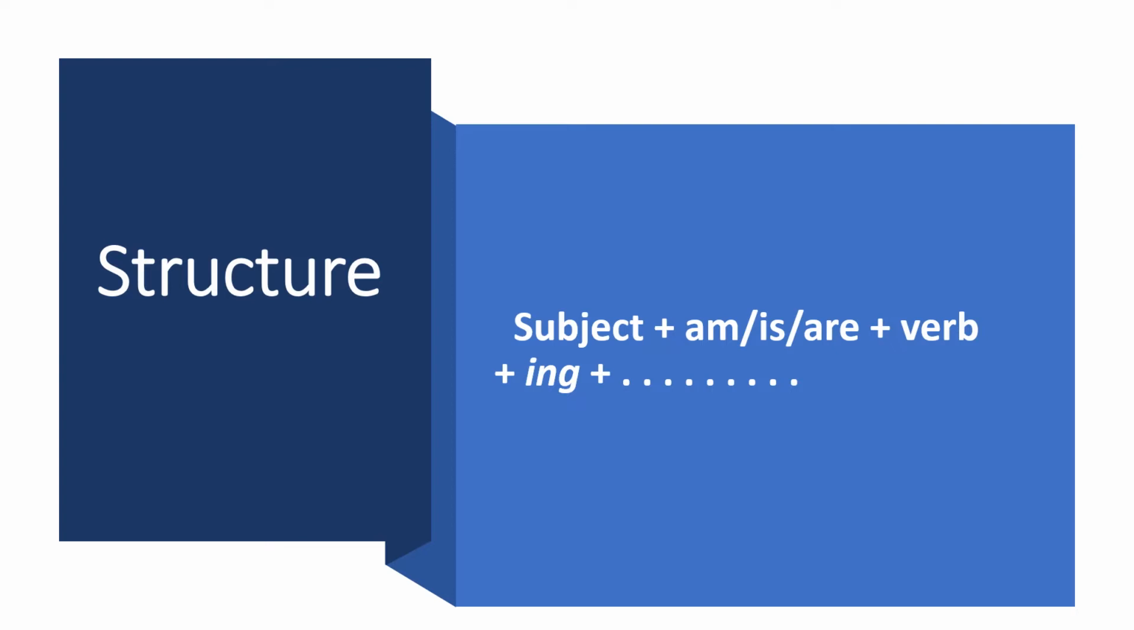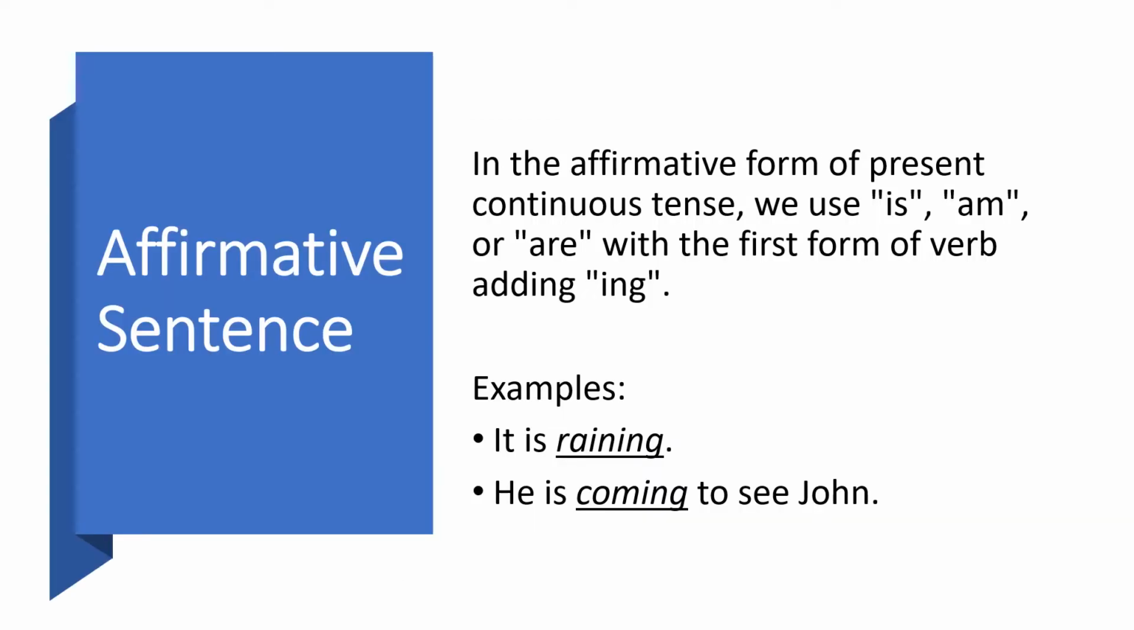The structure of present continuous tense is subject plus am, is, or are, plus the ing form of the verb, plus the object or rest of the sentence. Affirmative sentence of present continuous. In the affirmative form of present continuous tense, we use is, am, or are with the first form of the verb adding ing. For example, it is raining. He is coming to see John.